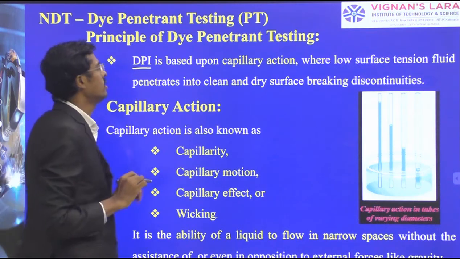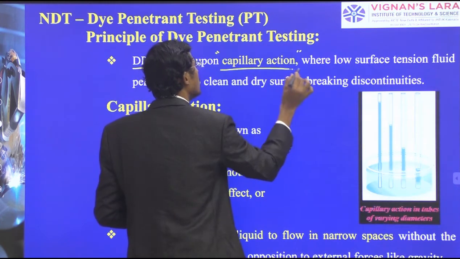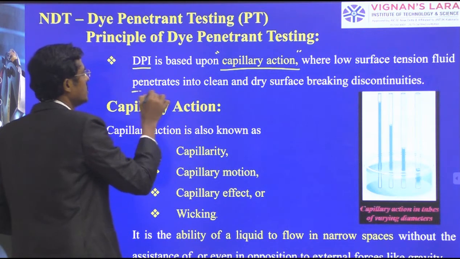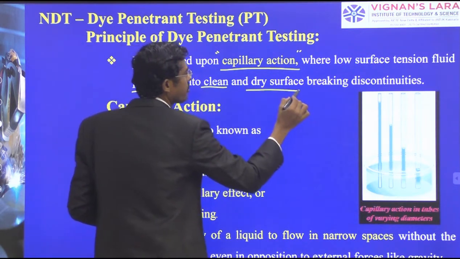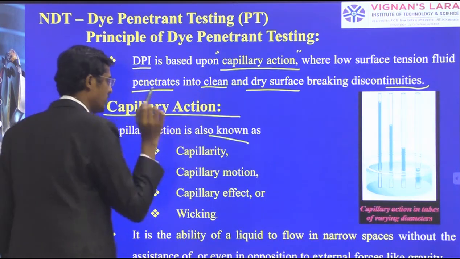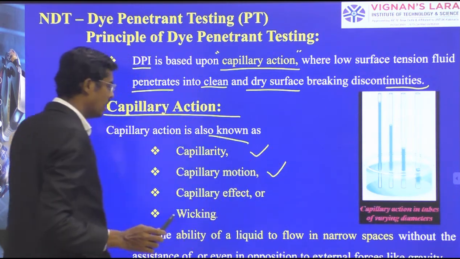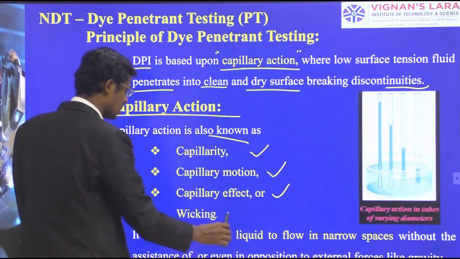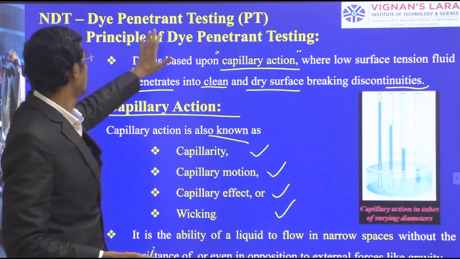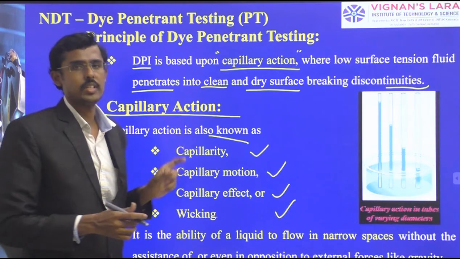Dye penetrant inspection is based upon capillary action. So it is one of the main important methods we have to understand, where a low surface tension fluid penetrates into a clean and dry surface, breaking discontinuities. Capillary action is also known as capillarity or capillary motion, otherwise a capillary effect, otherwise called wicking. So the basic principle of dye penetrant inspection is based upon this capillary action method.